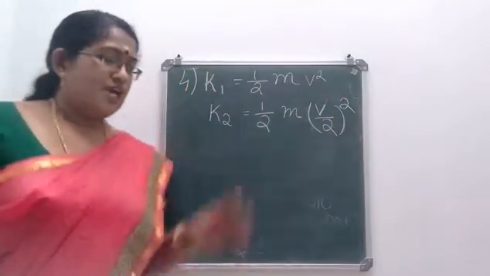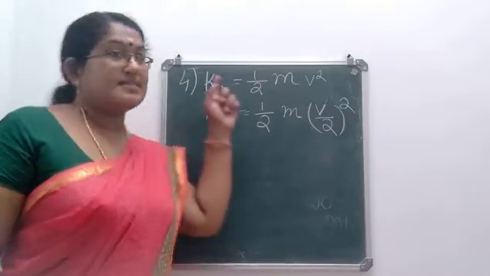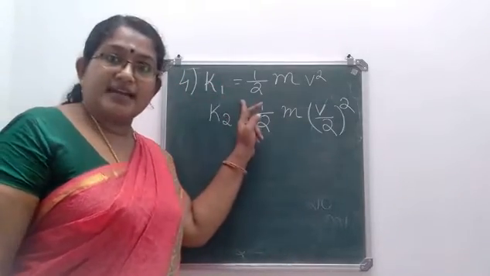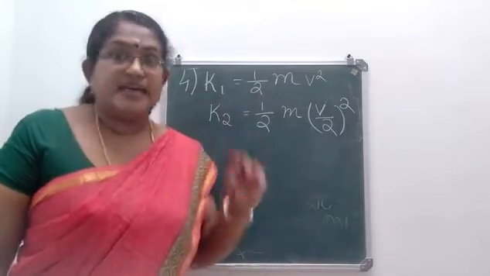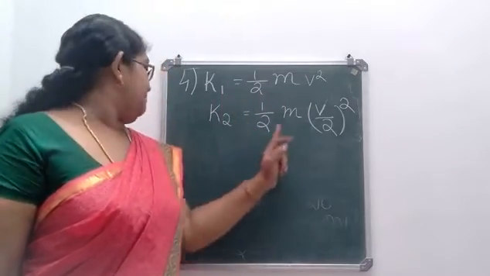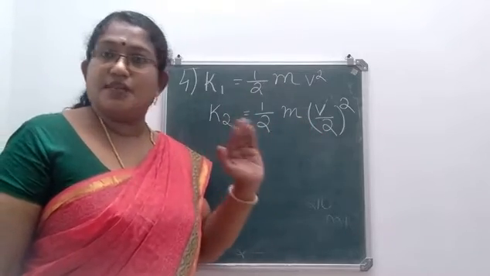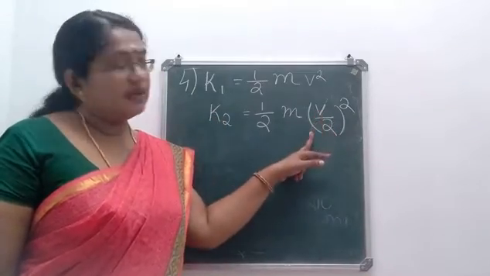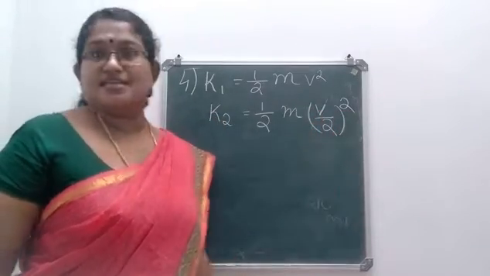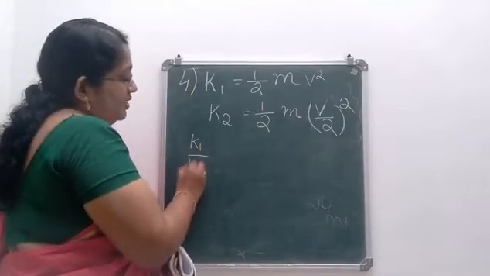So this is how you have to do such questions. First you should write the standard equation. K1 is equal to half mv square. The second equation should be written with the changes given in the question. Here it is given that the speed of the body is half. Speed is half means velocity becomes v by 2. Since the whole square is there, I have given that. Now the next thing is divide these 2 equations.